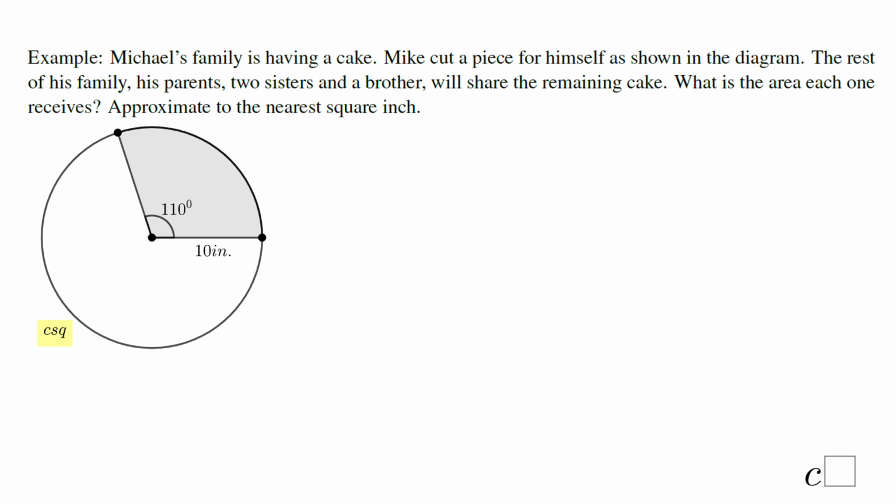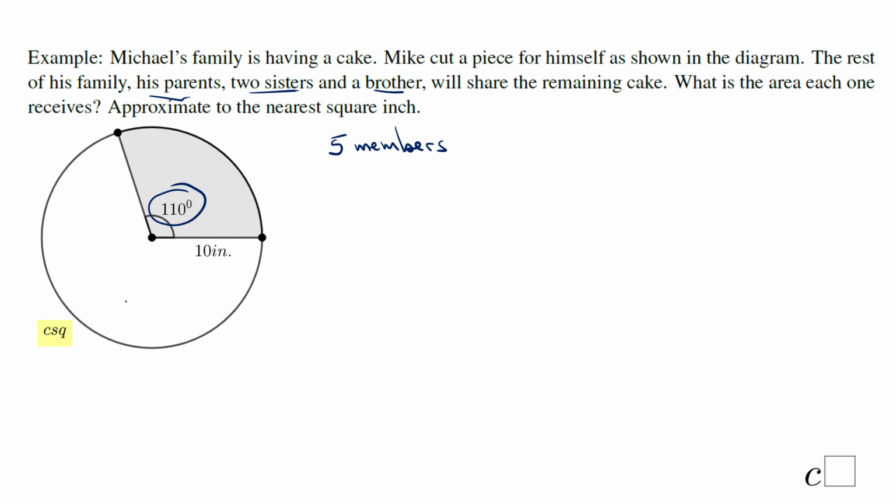My last problem in this lesson will be another application where we have Michael having a cake, and he's cutting the cake and he gets this big slice of 110 degrees. The rest stay with his parents, two parents, two sisters and a brother. So we have 5 more members. Okay, and they will share this. The question is, what is the area each one receives?